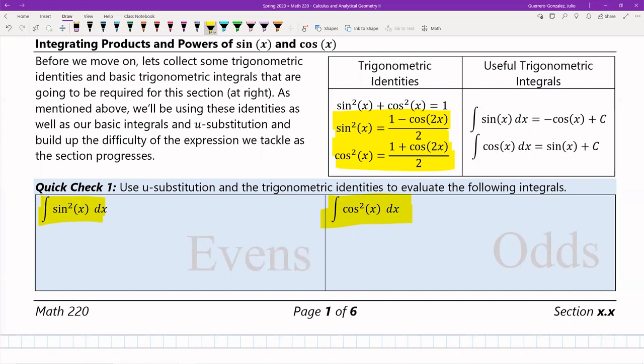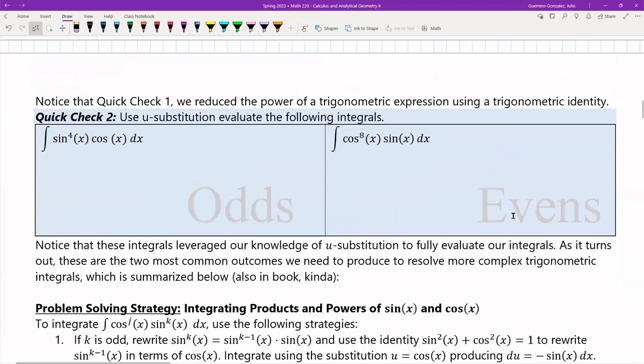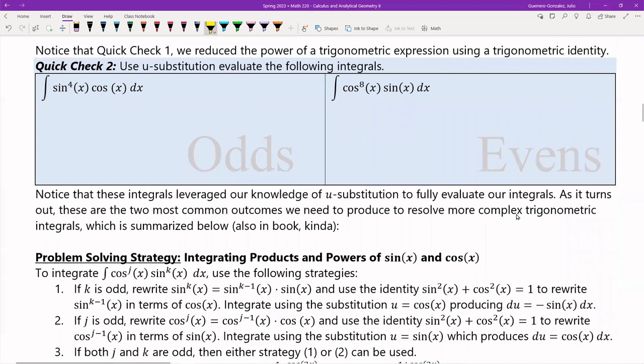Afterwards, I know these are quick checks, I want you to try this quick check out. This also still requires substitution. They should be simple. For this one, you should get sine of x, and then here, you should get cosine of x. And they simplify down just like they did in chapter one. So now the reason why I'm making you do quick checks before we get into any sort of problem solving for this section is because we are going to use all of those.